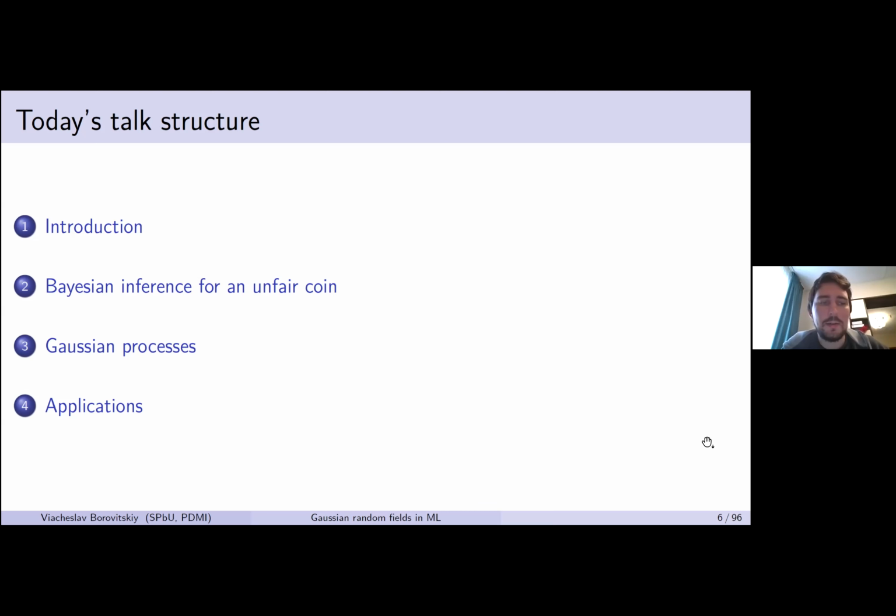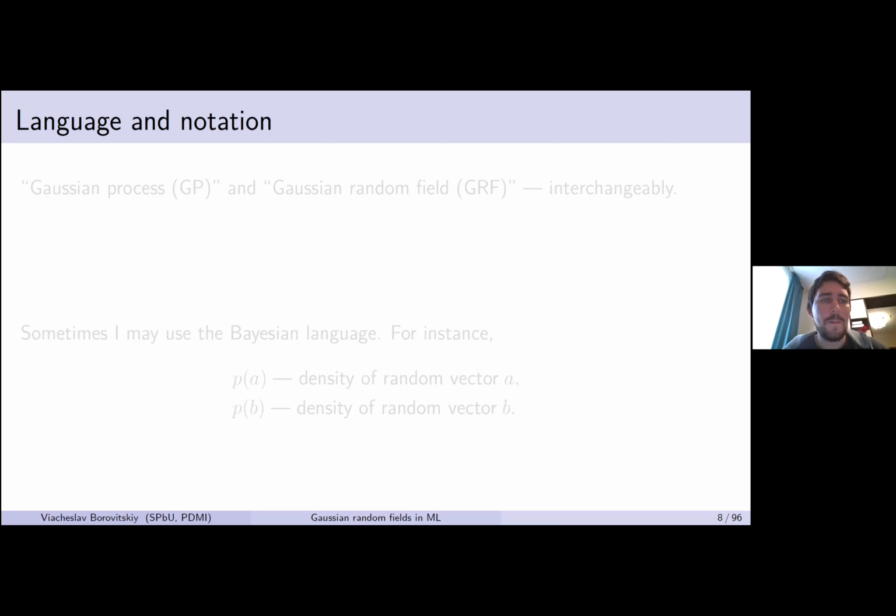And the last part, applications, probably will be the largest one. I will tell you how these Gaussian random fields are applied in different areas, such as geostatistics or optimization or robotics and control. So let's start for today. And the first thing that I want to say in the introduction is this note about language.